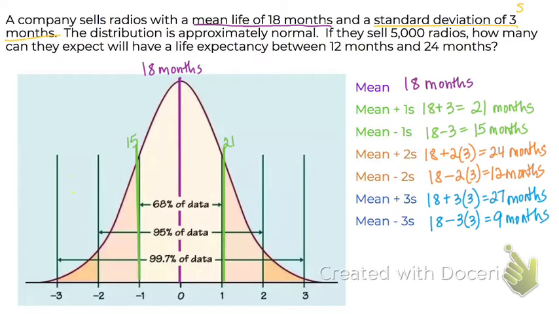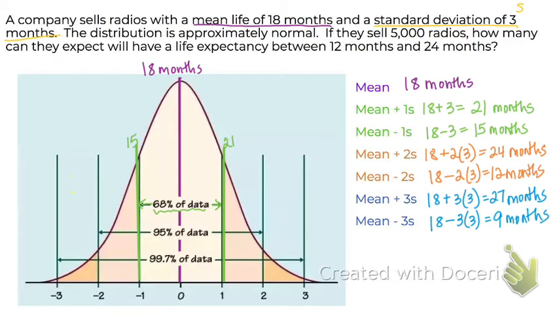So what is that telling us? Notice here it says 68% of the data is between these 2 lines. So 68% of the data is between 15 months and 21 months. So in this circumstance, 68% of the radios will have a life expectancy between 15 and 21 months. That's what it's telling us.